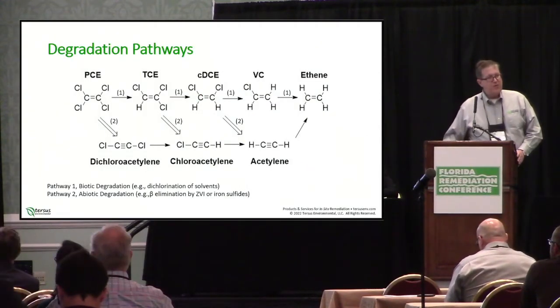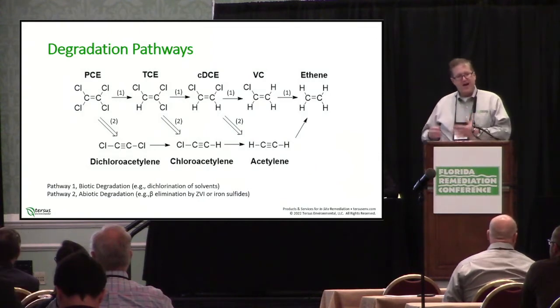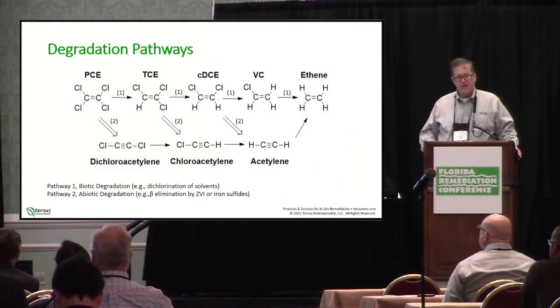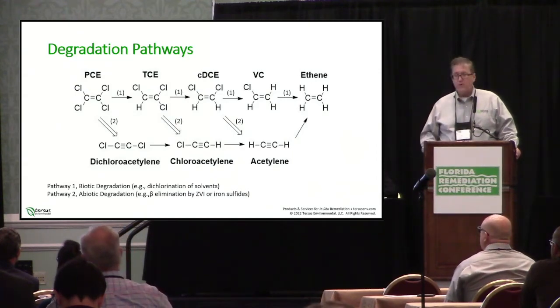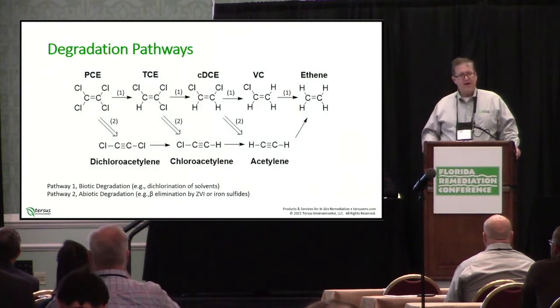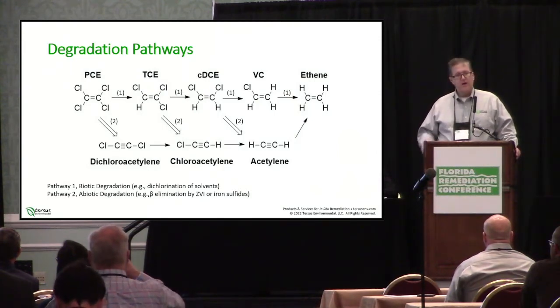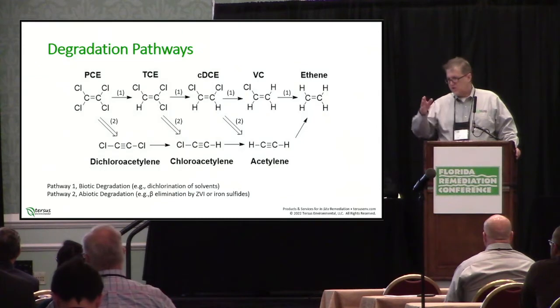So another pathway is, I said if you want to go a little bit faster, some of the abiotic pathways. The nice thing about adding zero-valent iron that's not sulfidated is you get two pathways with that. You get the biotic pathway, which is the top showing there, and then the abiotic pathway, which is the bottom.